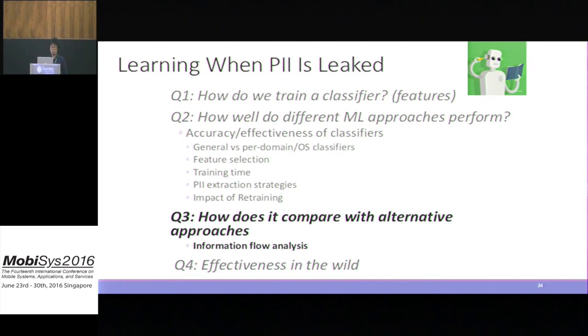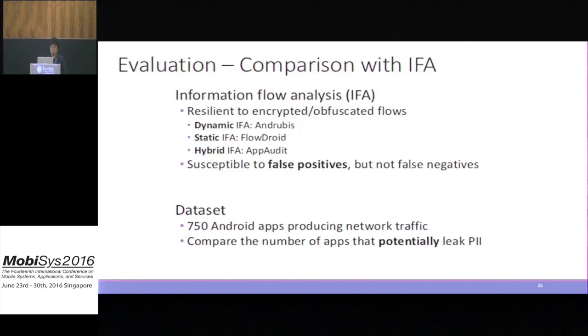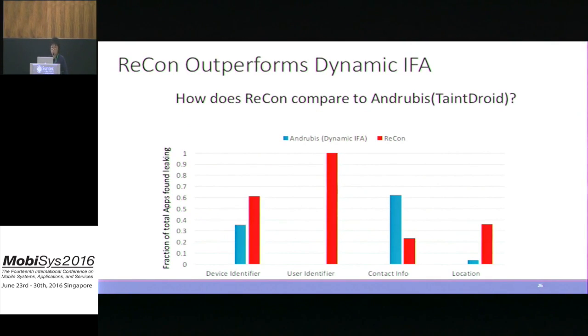So at this point, I may have convinced you that machine learning works well, but how does it compare to existing tools, like, for example, information flow analysis, or IFA? IFA offers several advantages, such as being resilient to encryption or obfuscation, and no false negatives. Since there are already several IFA tools existing for Android devices, we use them to test on all the apps that have network flows from our control experiment. And then we compare the number of apps that are found by each tool as potentially leaking PII.